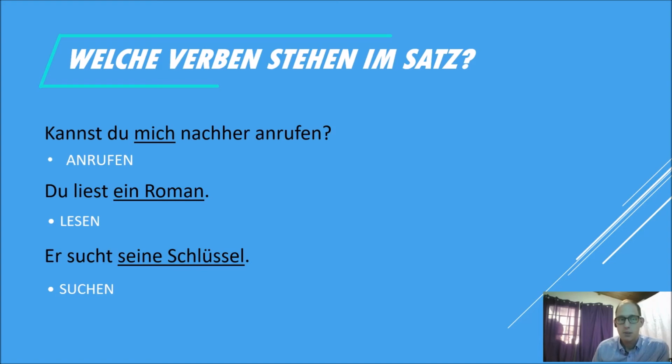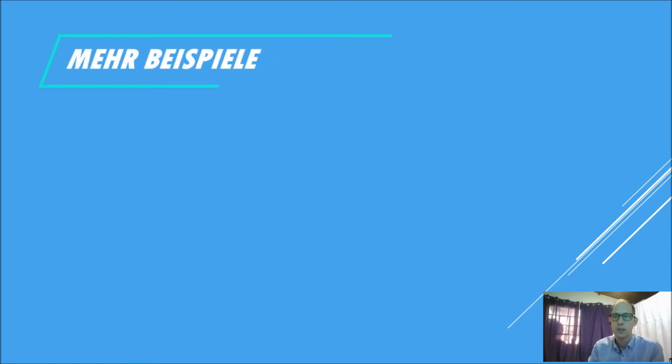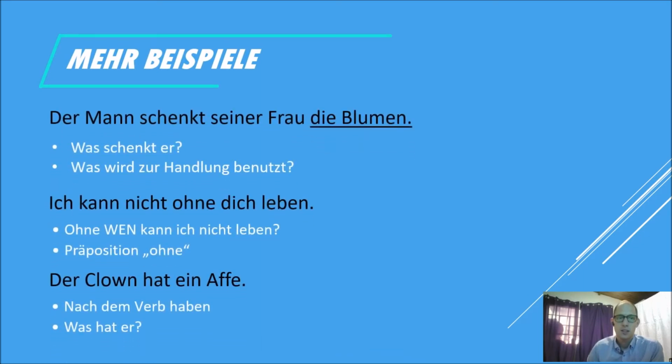Second example, du liest ein Roman. Also the verb lesen needs the accusative. For this reason, ein Roman, the object after the verb, is here in the accusative. Sucht seine Schlüssel. Also the verb suchen. For this reason, seine Schlüssel is in the accusative case. Okay, and a few more examples of how to recognize the accusative.